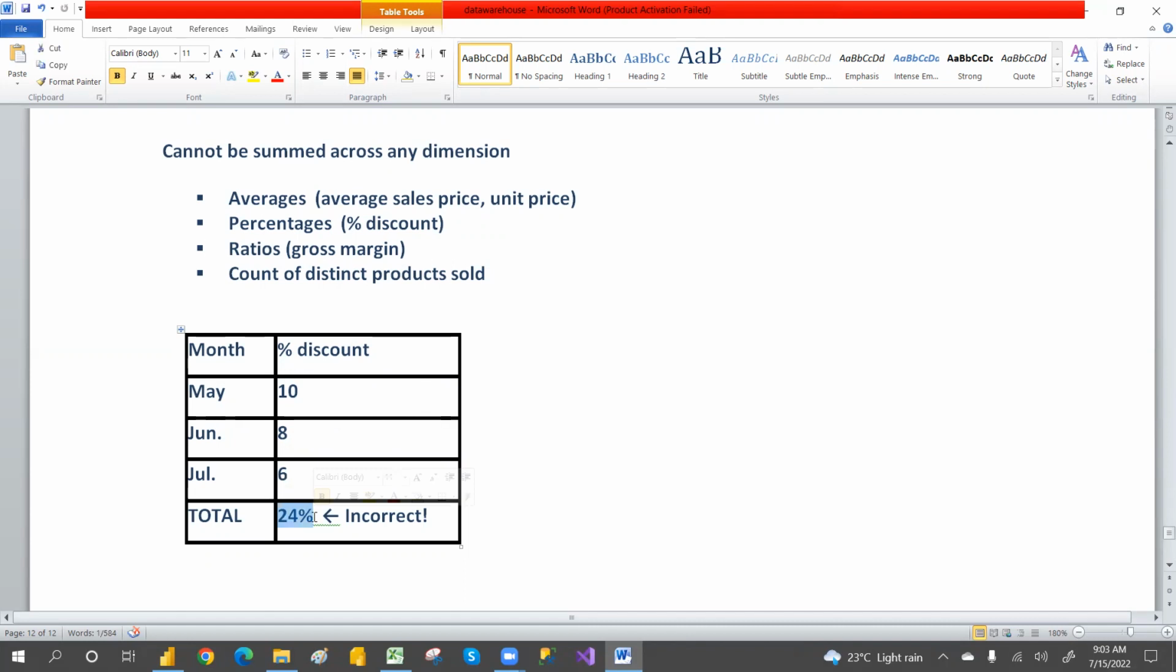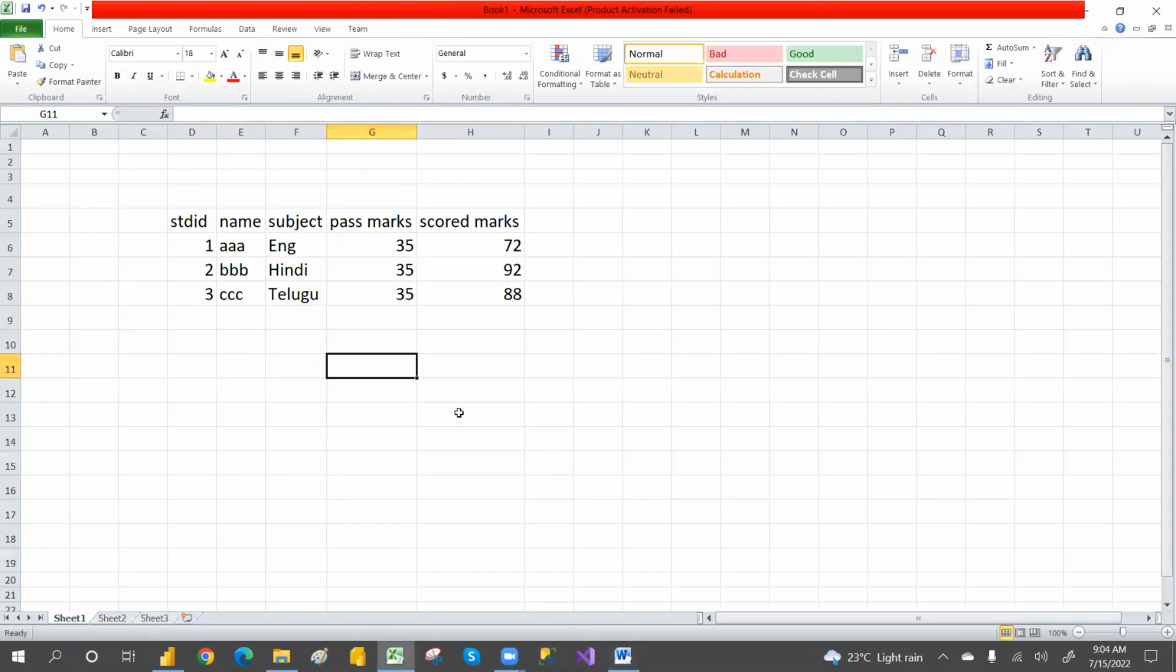This is a fact, it is a number, but even if you sum it, it's not meaningful information. That kind of fact is called a non-additive fact. I will give one more best example, guys.